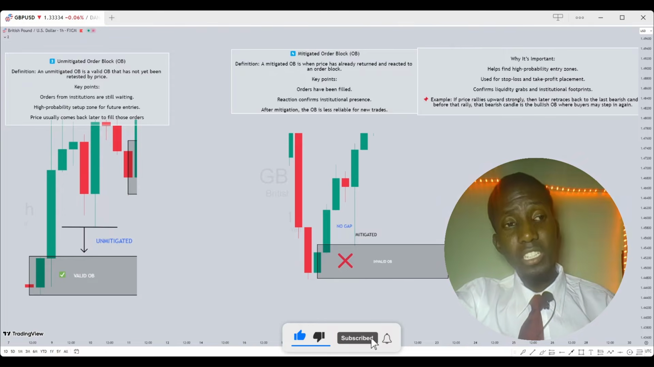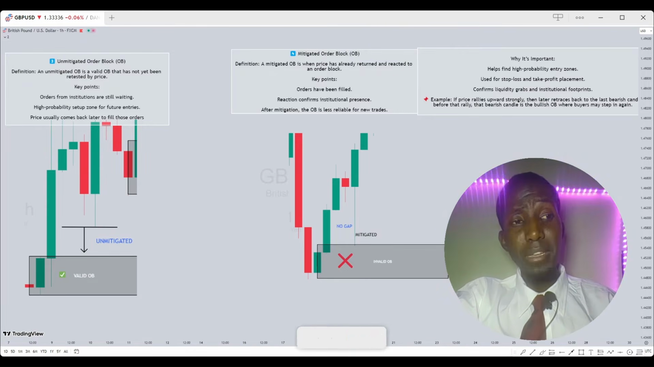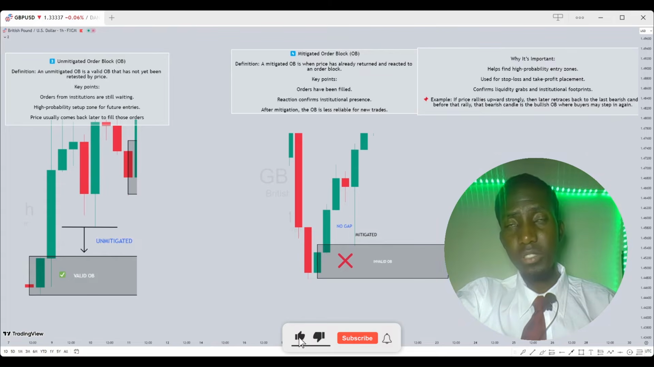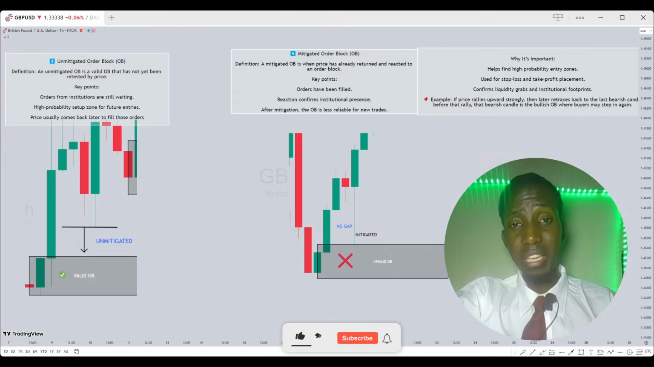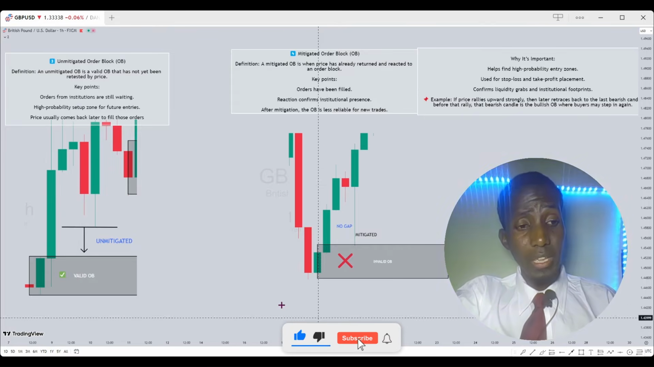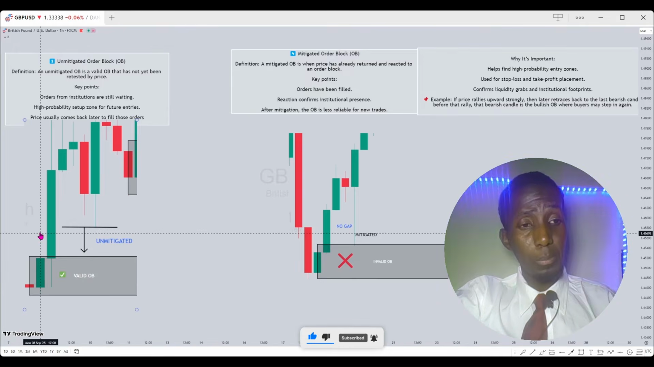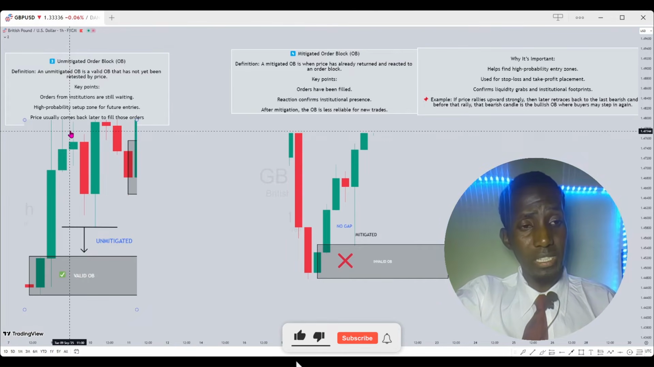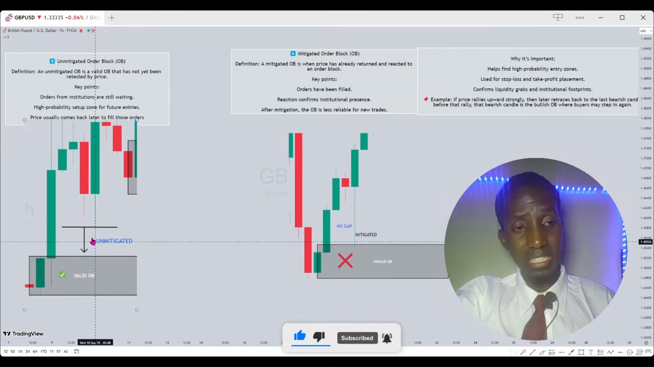Number 3, we have the unmitigated order block. What is this unmitigated order block? An unmitigated order block is a valid order block that has not yet been retested by the price. This is where we wait for institutions to push price down to fill this gap. As you can see here, this is a valid order block. The problem is that institutions pushed this price up, and later it moved down but, before touching our zone again, it started moving up.